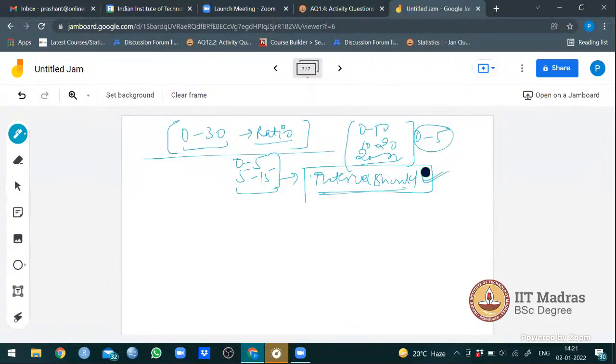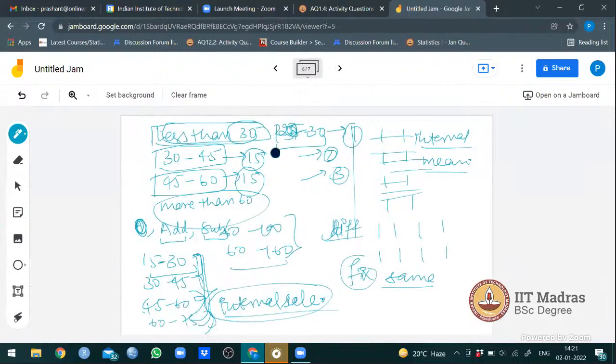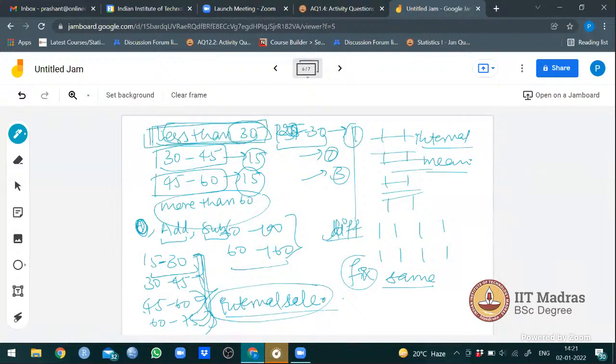Excuse me, sir. I have one more doubt related to this. We have denied that this is an interval scale just because there is a term like more than 60, and we cannot define exactly how much more than 60. And you don't know how much is less than 30. Basically, we are rating 0 to 30, 35 to 45. That's why it's ordinal, right?